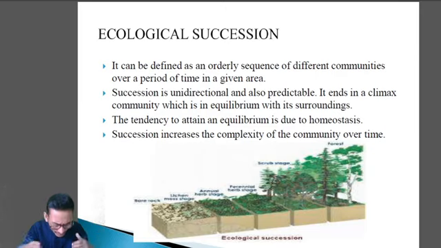in a particular area will bring changes in the environment which will be favorable for the other coming species, for the other coming community. But at the same time, that environment will become less hospitable for themselves.